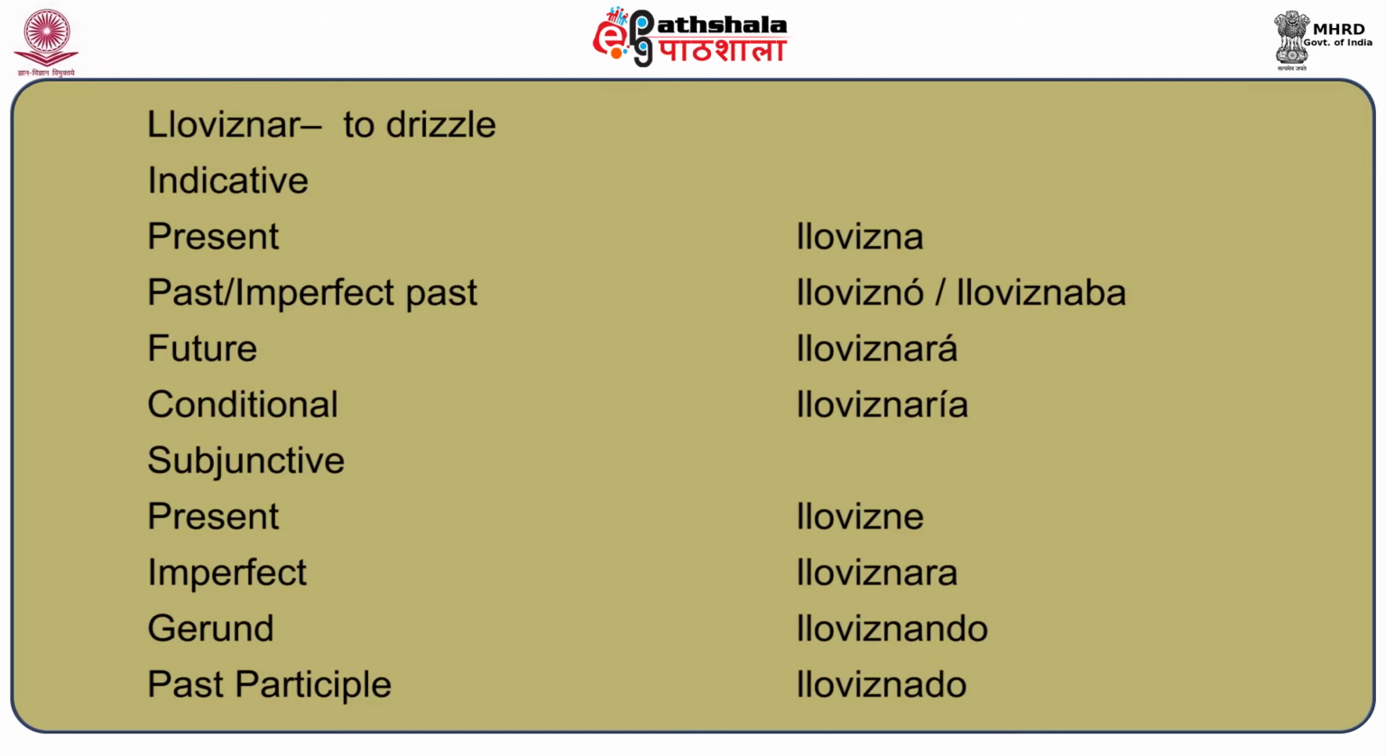Now let us see the subjunctive. The present subjunctive is llovizne. The imperfect subjunctive form is lloviznara. Gerund form is lloviznando and the past participle is lloviznado.